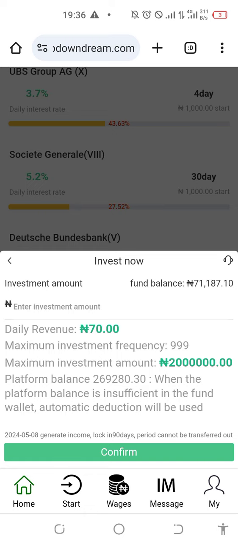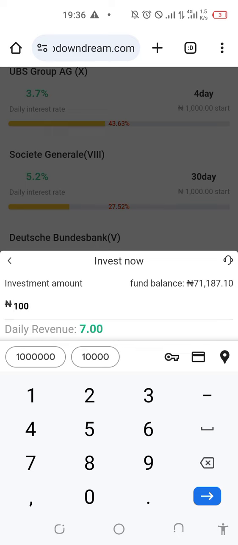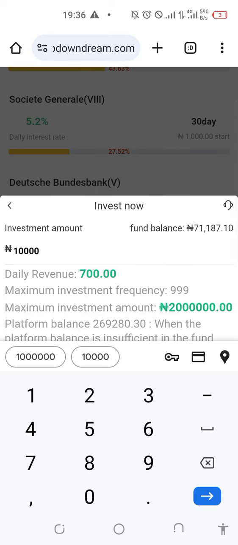After you have done the first one, you can do the second one, third one, fourth one, fifth one, sixth one, and continue like that. Let's say I want to put in 10,000 naira. What is it showing me? It shows that my daily revenue will be 700 naira. So I'll be getting 700 naira for day 1, day 2, day 3, 700 naira daily, up to the tenure period, which is 90 days.